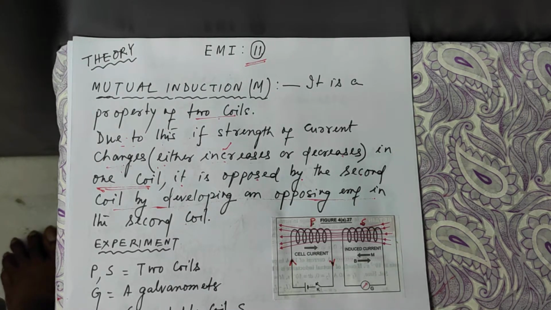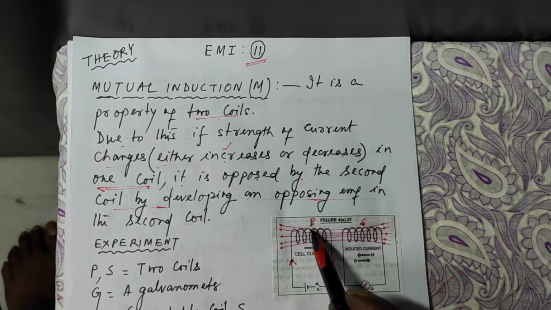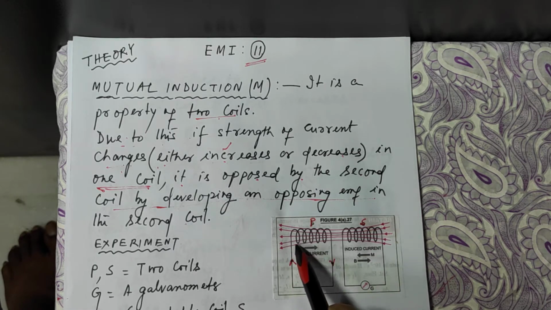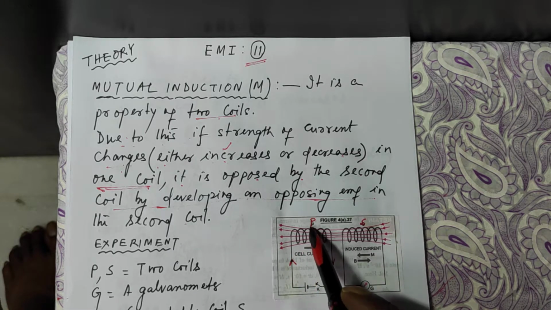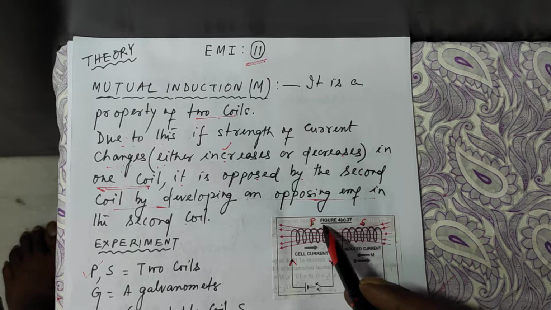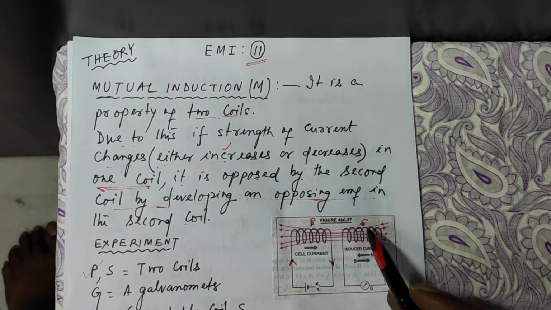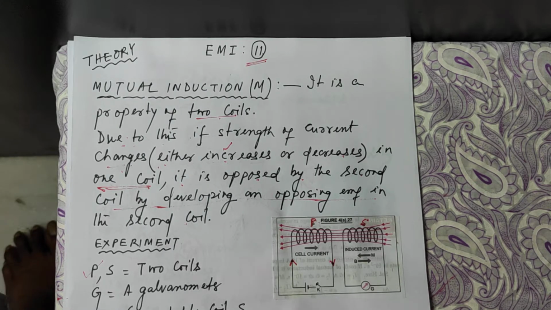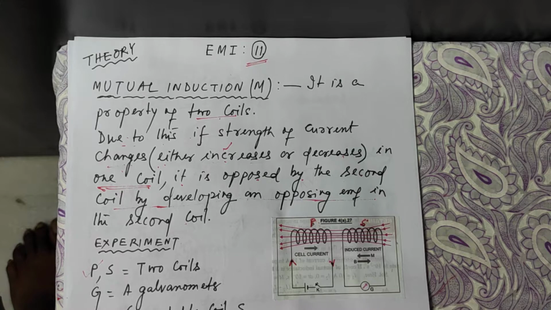Now look at this diagram. This coil is the first coil. I have named it as coil P. This is another coil, the second coil. I have named it as S. You can say primary coil, secondary coil. I have named it P and S because while doing alternating current, we will be doing transformer. There will be two coils. The name of one will be primary and the name of the second will be secondary, right?